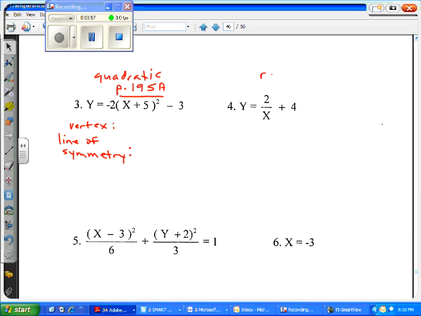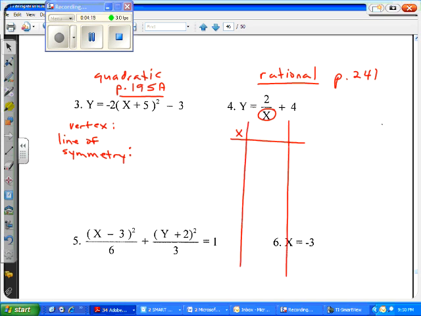Number 4 is rational. We learned about rational graphs on page 241. We know that it's rational because it's got something divided by x. And what you may remember is we're not just going to build a table, we're going to build a huge table. And if you want pretty numbers to kick out, then you could plug in things that are going to divide evenly.